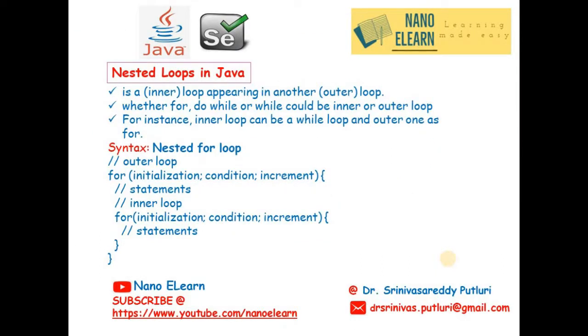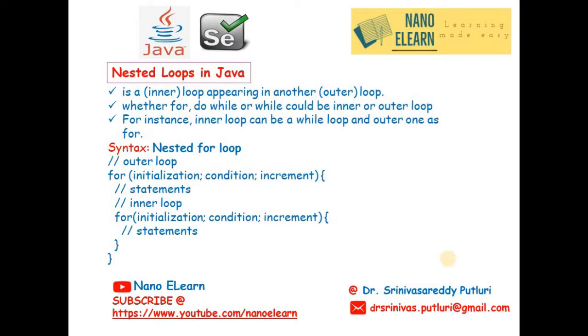What are nested loops in Java? A nested loop is an inner loop that appears in another outer loop body. Here, the inner loop or the outer loop can be of any type, whether it can be a for loop, do while loop or a while loop.